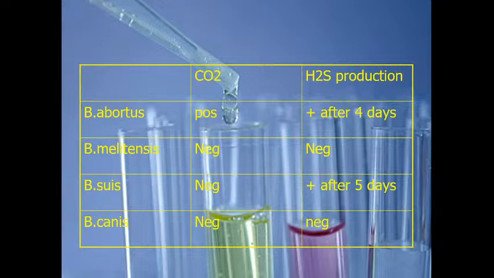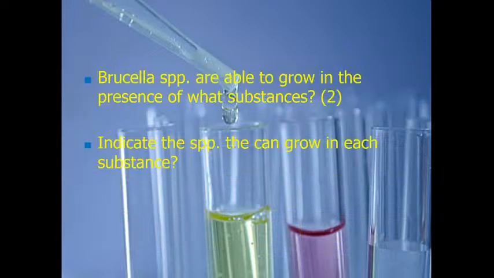How do we differentiate melitensis and canis? Look at the history of the patient. Where is melitensis found? Where is canis found? Now, Brucella species are able to grow in the presence of what substance? Threonine and basic fuchsin. Now, we indicate the species that can grow in each substance. This is actually a funny question because it is usually asked in the board exams, but until recently they changed this to what are the substances used to grow Brucella species.